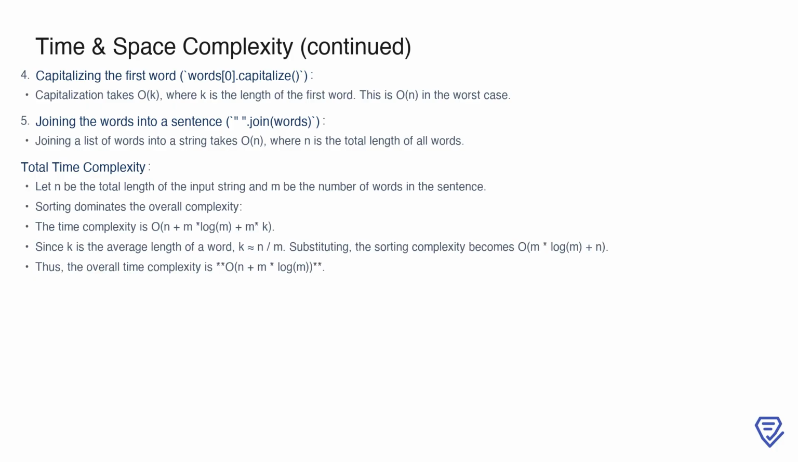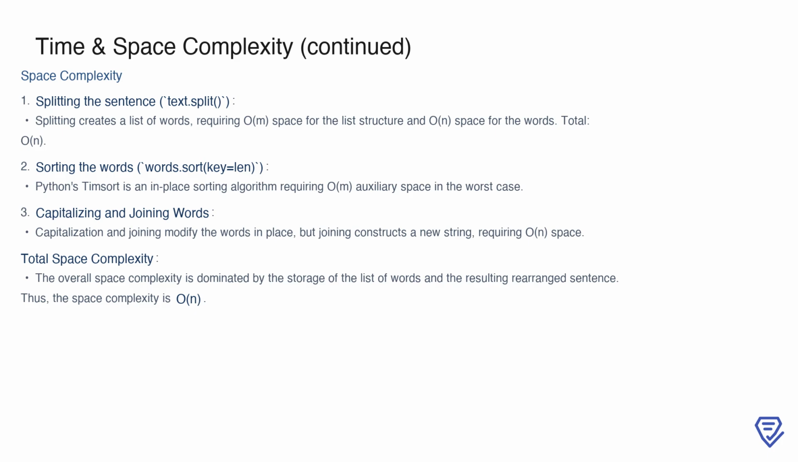Now let's examine the space complexity of this solution. First, splitting the sentence into words using text.split creates a list of m words, requiring O(m) space for the list structure. Additionally, the words themselves require O(n) space, as the total length of all words is n. So, the total space required for splitting is O(n).